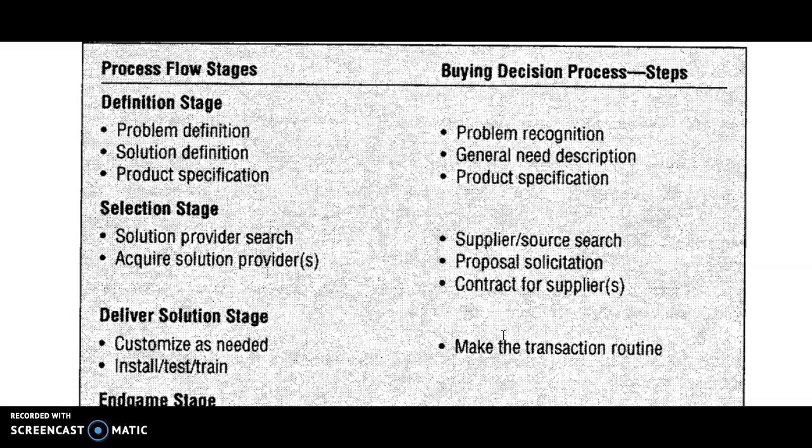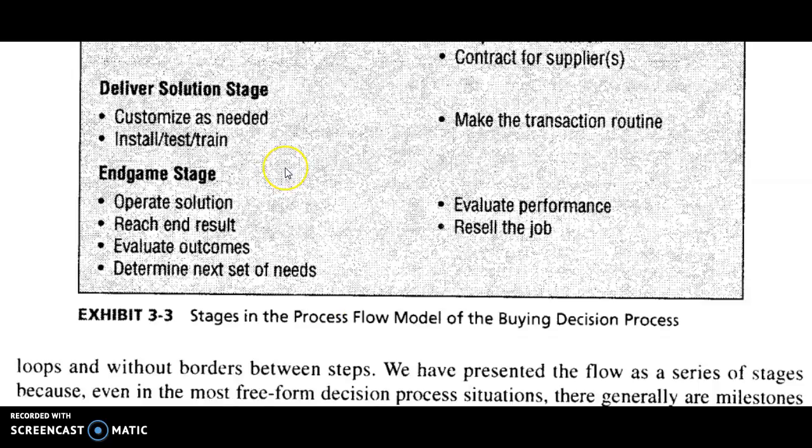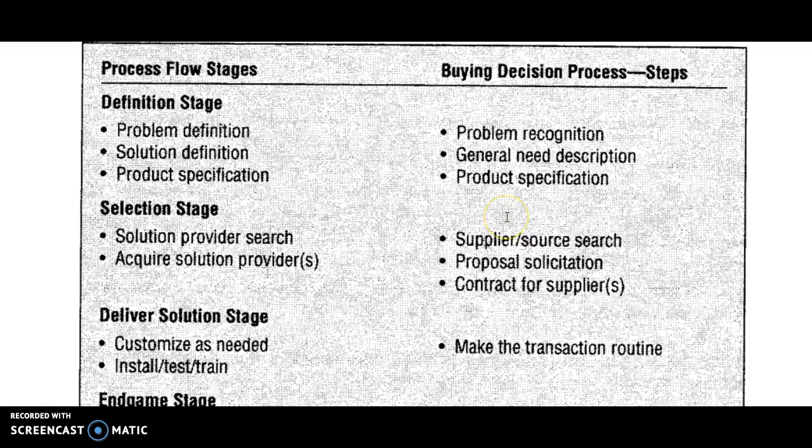Process Flow Stages. First, Definition Stage. Problem definition, solution definition, product specification. Selection Stage. Solution provider search, acquire solution provider. Deliver solution stage. Customize as needed. Install, test, train. Endgame stage. Operate solution, reach end results. Evaluate outcomes. Determine next set of needs.